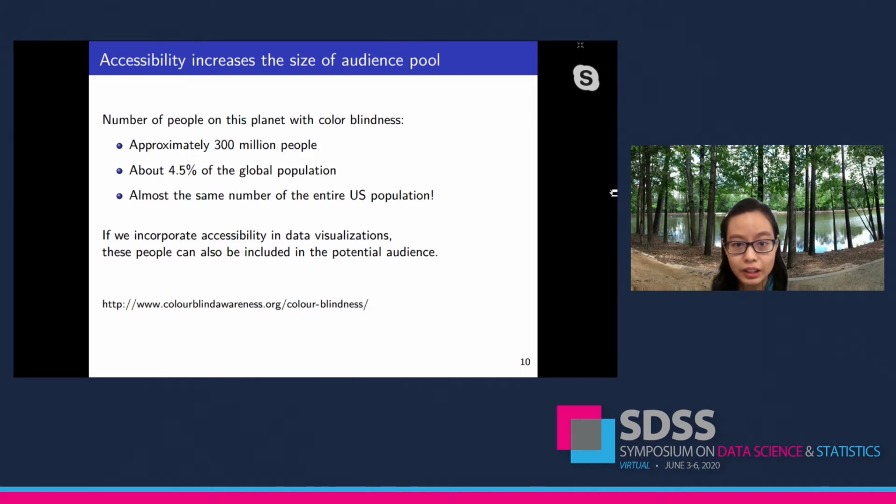So there are about 300 million people with color blindness in the world. And that's about 4.5% of the global population, or almost about the number of people living in the United States. So if we incorporate accessibility in data visualizations, these people can also be included in the potential audience. So this can increase our size of the potential audience pool. And a larger audience pool has better potential for more impact.